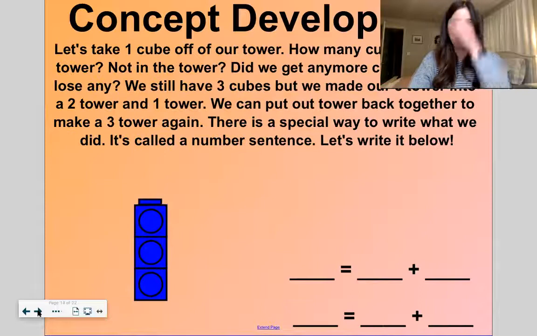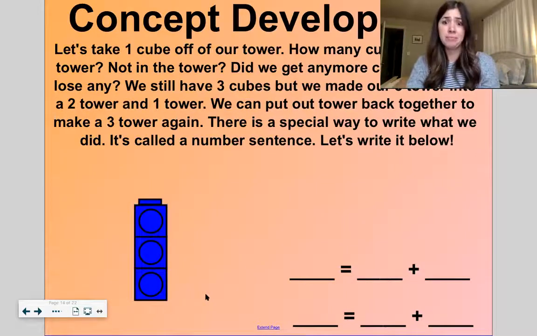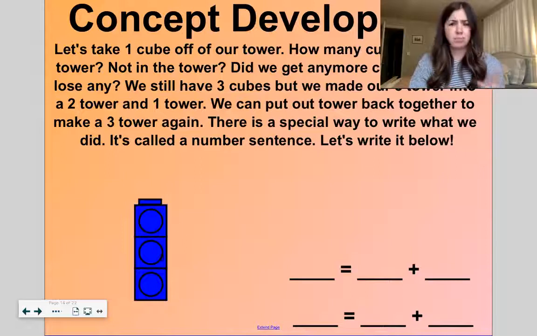Good. Okay, now we have our completed tower here and it looks so good. Remember, we have 3 cubes in our tower. How many cubes? 3. How many cubes are not in our tower? 0. Okay. Did we get any more cubes? No, we didn't get any more. Did we lose any cubes?